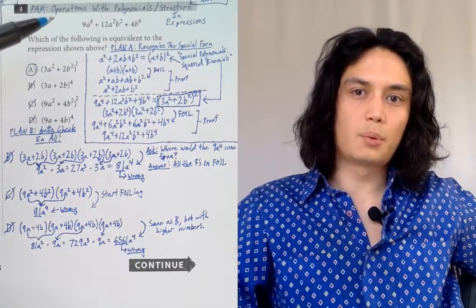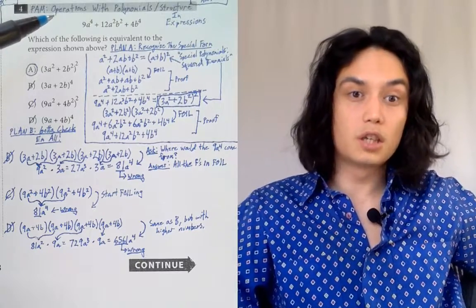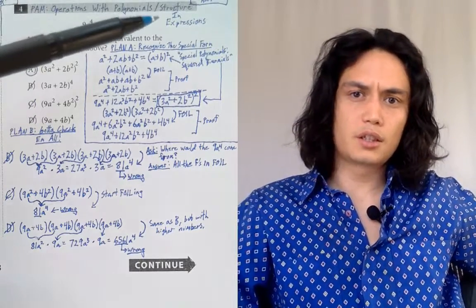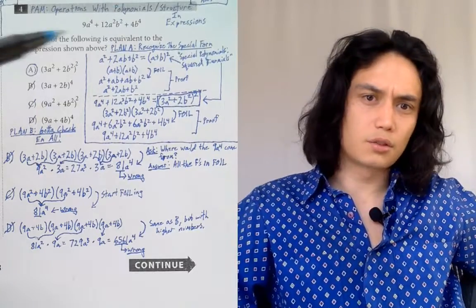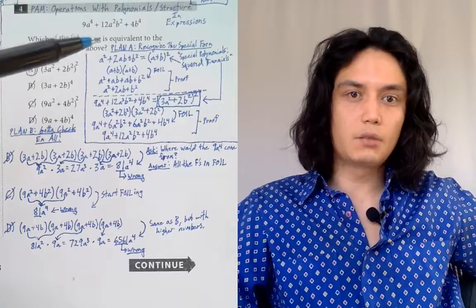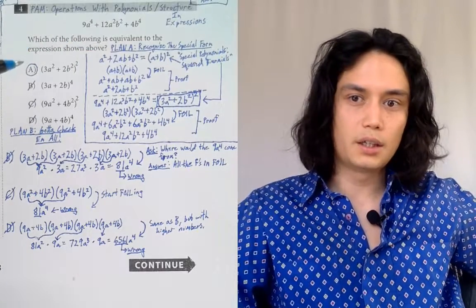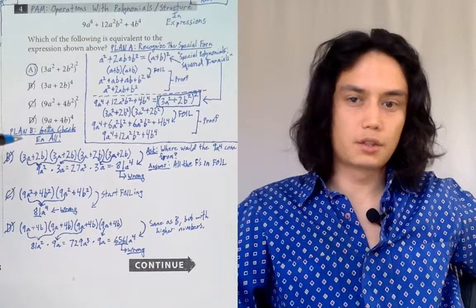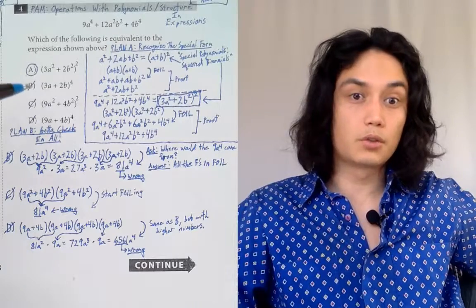All right, this is an operations with polynomials question, or it's a structure and expressions question. You can sort of think of it either way. So I'm going to show you 2 ways of doing it. Plan A, which is kind of the fast special way. And then plan B, this is guess and check. We're just going to check each one, figure out whether it's right or wrong.